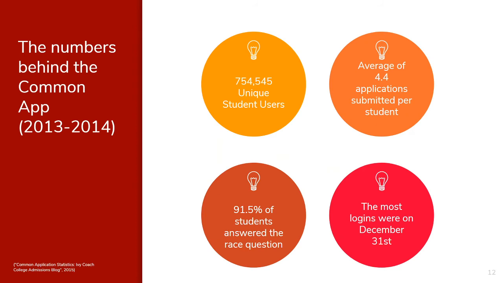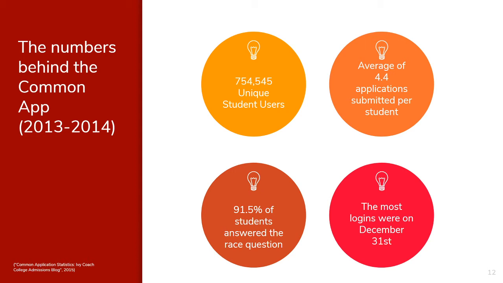So, the numbers behind the Common App. This is based on 2013-2014, which was produced in 2015, so it's some of the most up-to-date information that we have. That year, there were 754,545 unique student users. There were an average of 4.4 applications submitted per student. About 91.5% of students answered the race question, and that's important to note because it's not required. You do not have to submit your race to complete a Common App application.